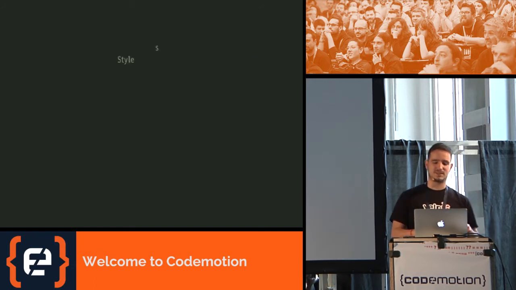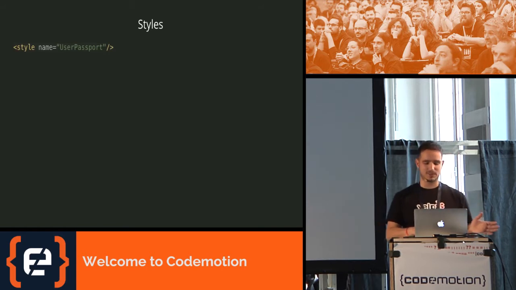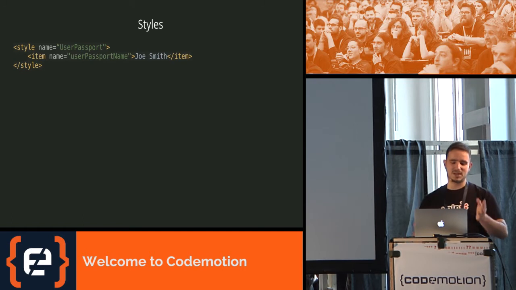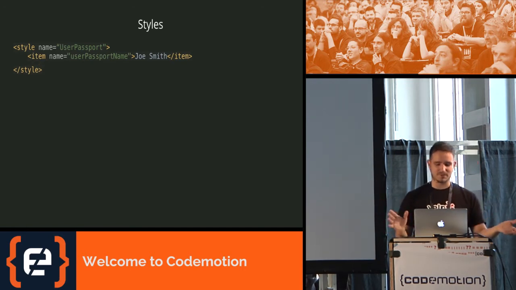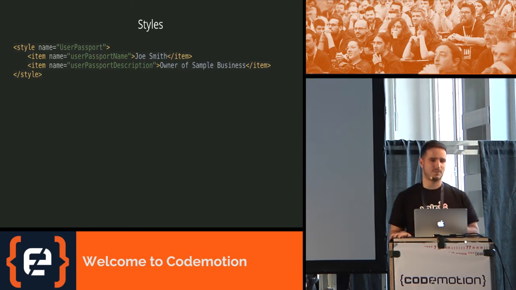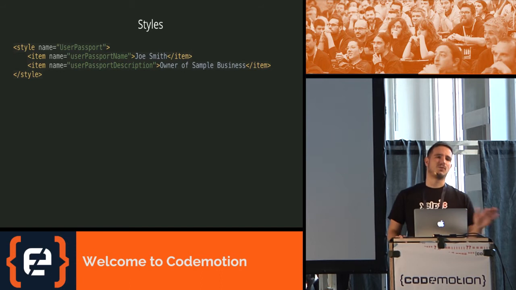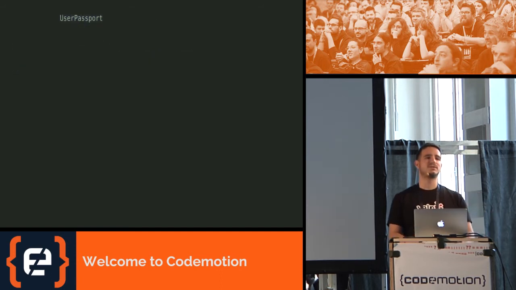So let's see this style, how it's defined. We have a style called user passport, and then we set the default value for the attributes. For example, for the name, we set the default value as Joe's Meat, and for the description, owner of sample business. Okay. So this is all the XML work. Let's see how we need to code that.